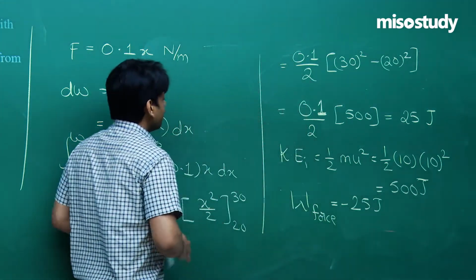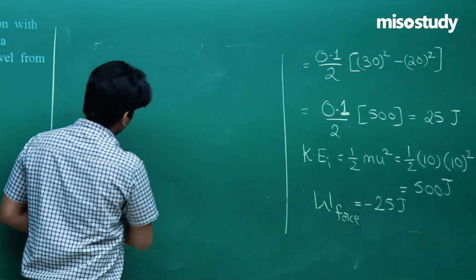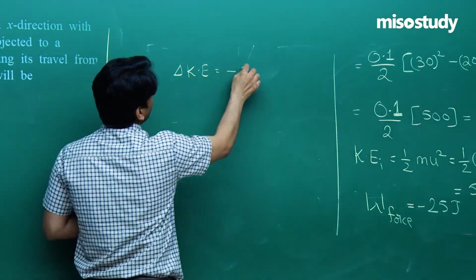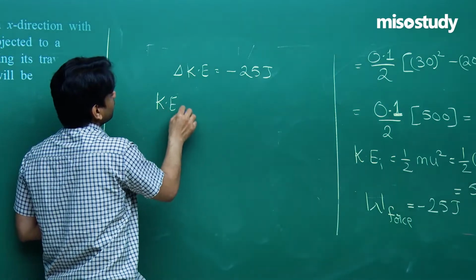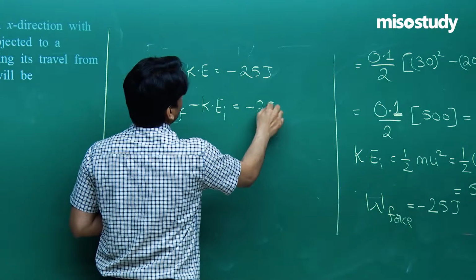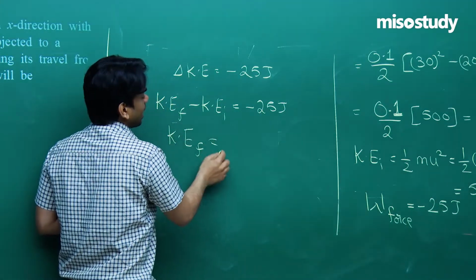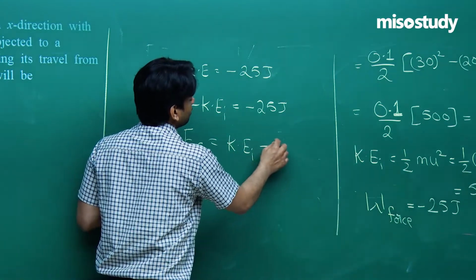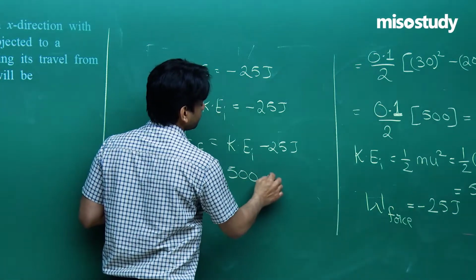Now you see here, the change in kinetic energy is work done by all the forces. Change in kinetic energy is equal to minus 25 joule. So kinetic energy final minus kinetic energy initial is equal to minus 25 joule. So kinetic energy final will turn out to be kinetic energy initial plus minus 25 joule. So kinetic energy initial minus 25 joule. Kinetic energy initial is 500.